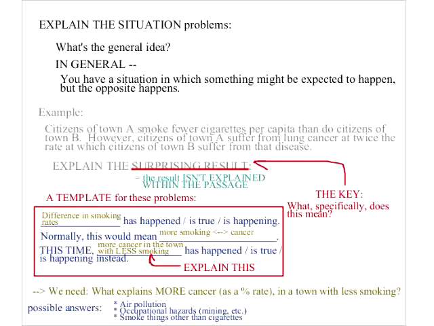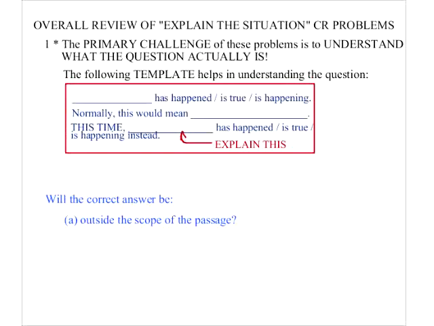Because if my passage said, for instance, citizens of town A smoke fewer cigarettes per capita than do citizens of town B. However, because citizens of town A breathe the fumes of a chemical plant, they suffer from lung cancer at twice the rate. If I gave you that kind of information in the passage, then there would be nothing to explain. The passage would already be explaining everything. So the whole point of an explain the situation problem is that the explanation is not given to you. You have to introduce outside information because it's a surprising result. As soon as you add the correct answer, it's not a surprising result anymore because now you have the explanation.